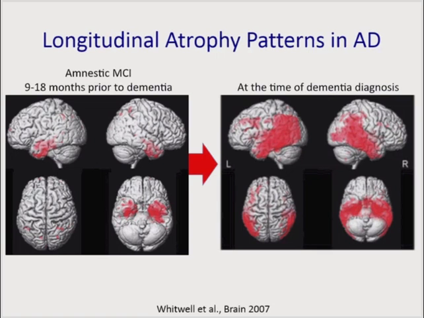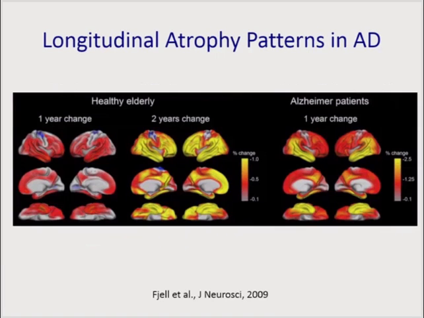This is just to show you that this medial temporal lobe atrophy was present at the amnestic MCI stage, so this was 9 to 18 months prior to dementia diagnosis. But much of the lateral temporal coming into the parietal atrophy was less clear at this early stage, and this can certainly be a challenge in clinical settings where we're trying to detect the early signs of disease in some cases and differentiate them from normal aging.